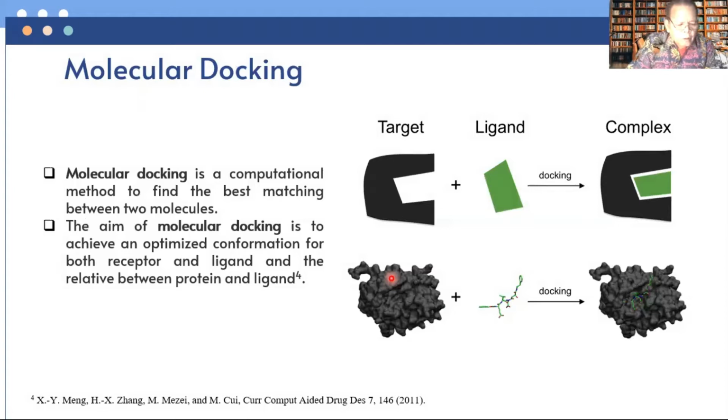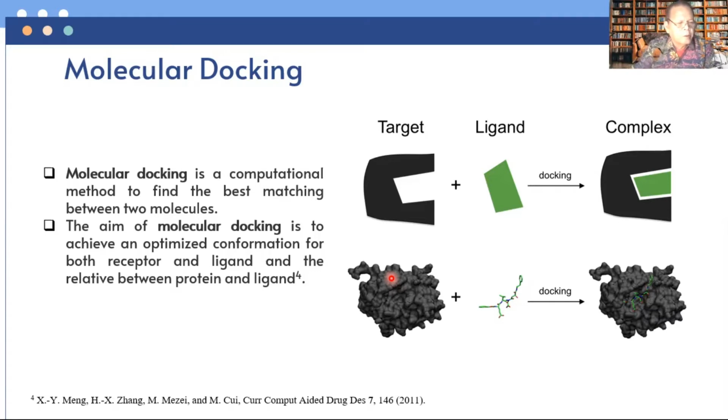Molecular docking is a computational method to find the best matching between two molecules. Molecular docking is also defined as a method which predicts the preferred orientation of one ligand when bound in an active site to form a stable complex. Computational docking, or in silico molecular docking, is a computational science aiming at predicting the optimal binding orientation and conformation of a molecule of interest in space, and estimating the stability of their complex.